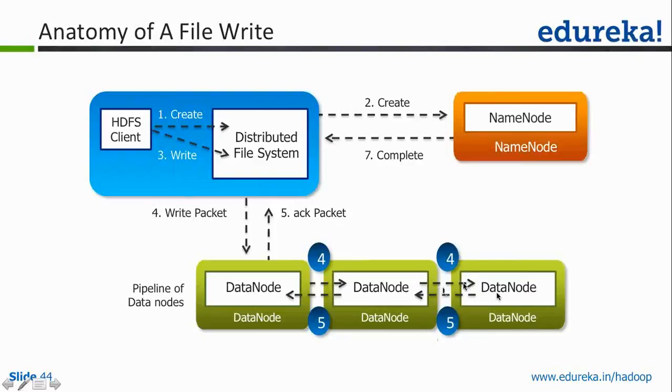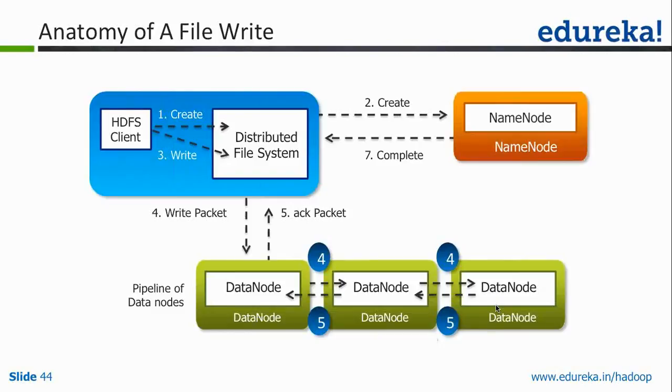This is happening in a pipeline fashion. Okay, this is done sequentially. This is done in a pipeline fashion. So once this is written, an acknowledgement will come back from this data node that, okay, I have written it. Okay, this is not a posted write.